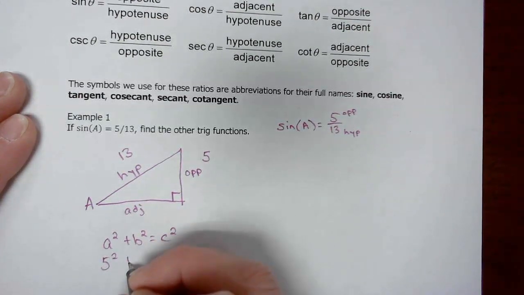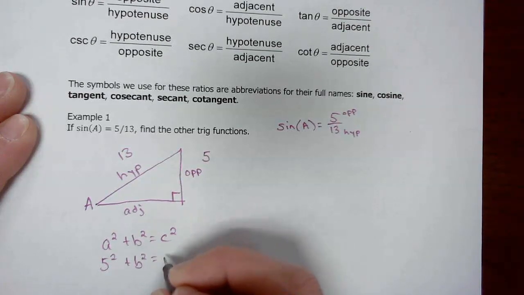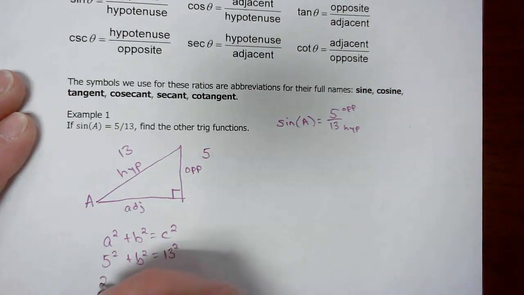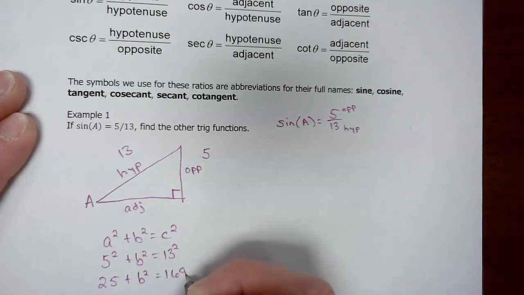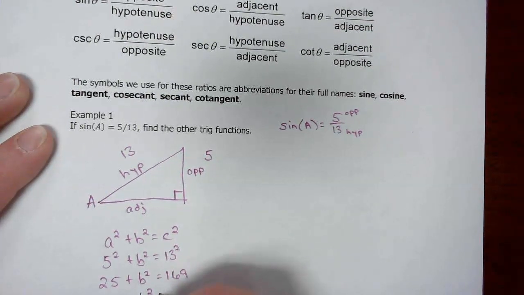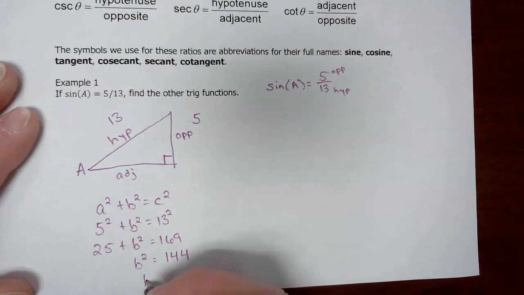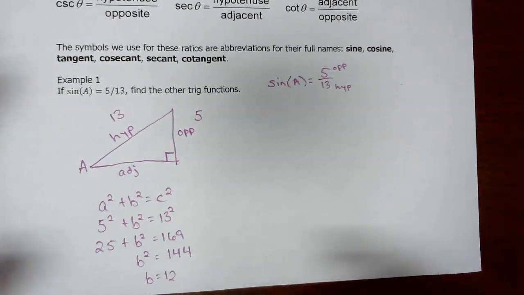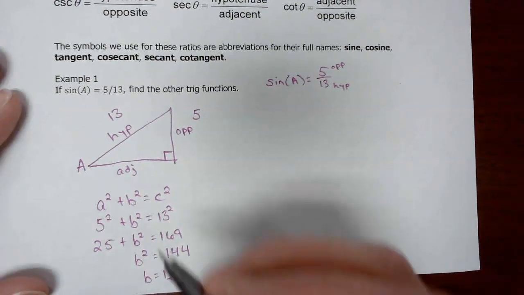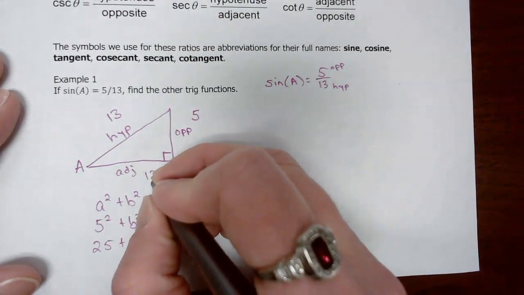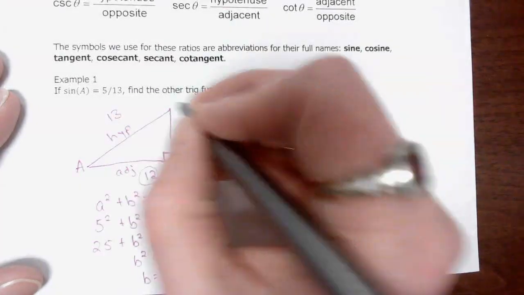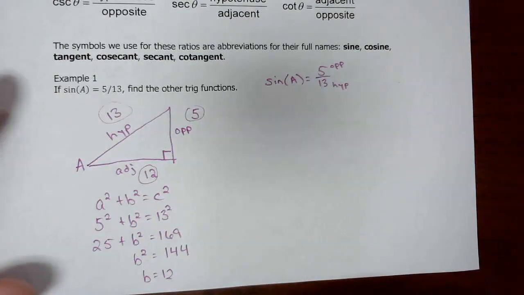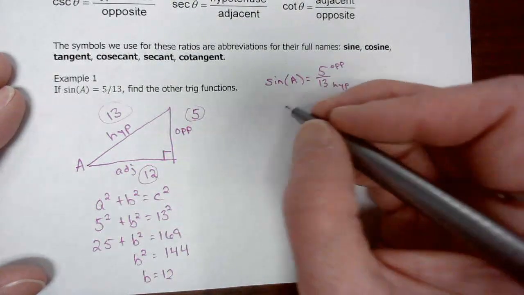Opposite, I'll make that A. The one I don't know, B. And I get that B is 12. Now normally if we took the square root, we would have a positive or a negative, but our side lengths are always positive numbers. So I get that the adjacent side is 12. So 5, 12, and 13. So sine was 5 over 13.